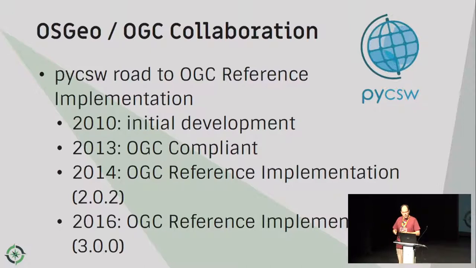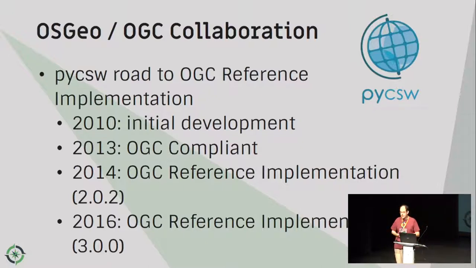We managed to reach compliance in 2013. If you know the CSW spec, it is a huge document, and it has many aspects. Then around 2014, we managed to not only pass all the tests, but also to become a reference implementation, because at that point OGC started requesting reference implementations. And as you know, open source software is the best way to do this, because you have the source code. People can learn how to implement a standard if they can get the source code.